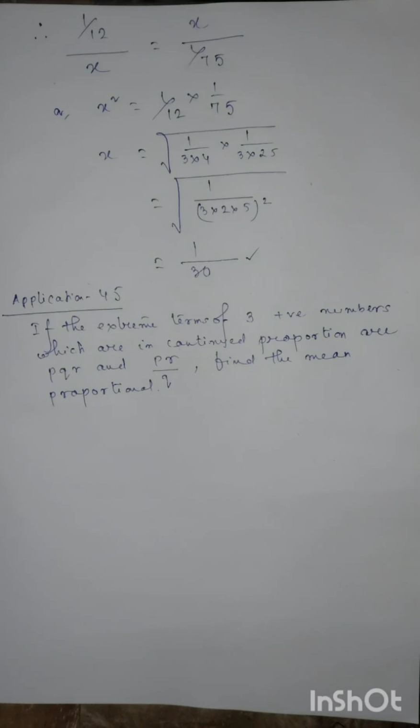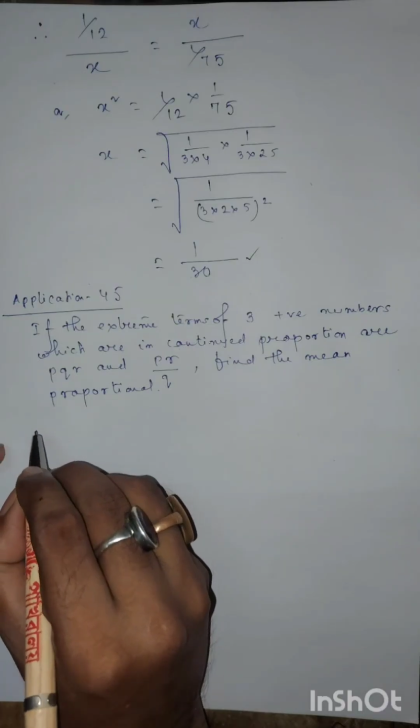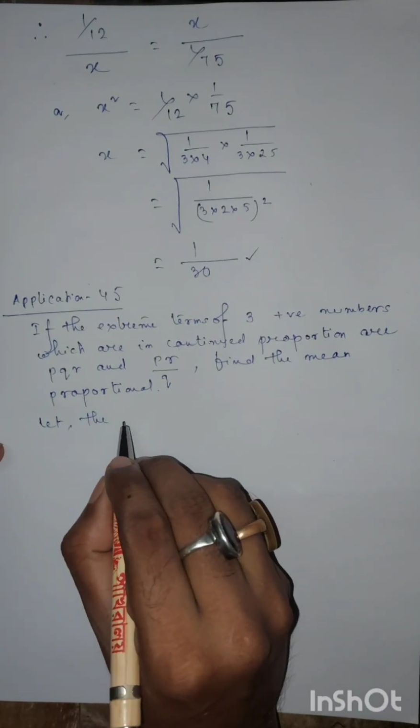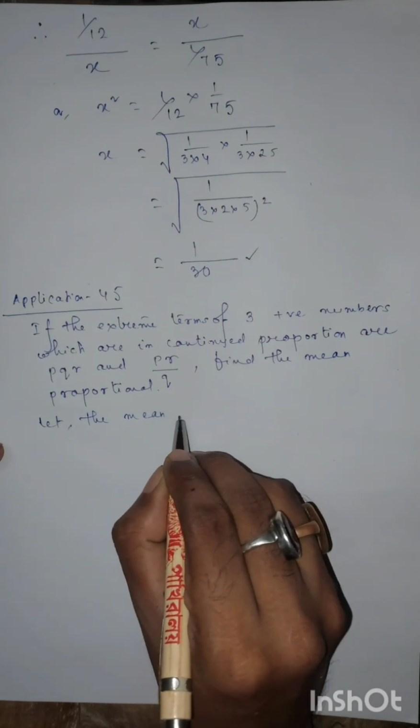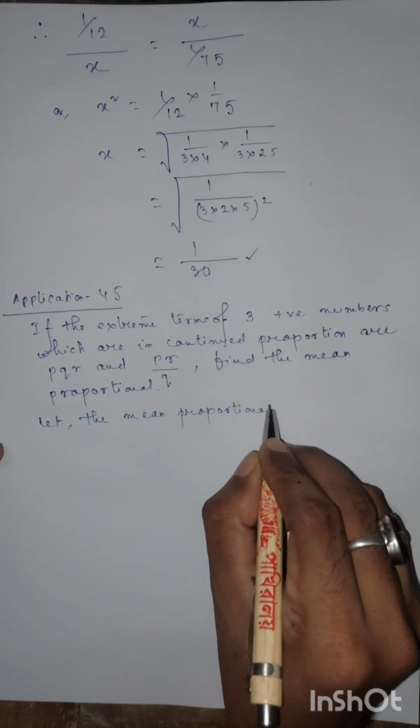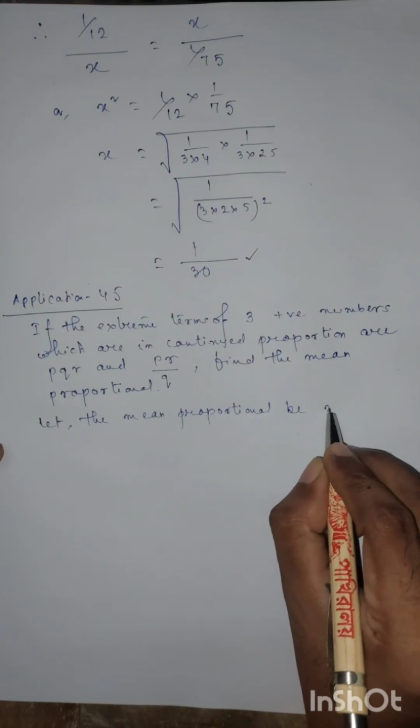If the extreme terms of three positive numbers which are in continued proportion are P, R and PR by Q, find the mean proportional. So let us assume, let the mean proportional be X.